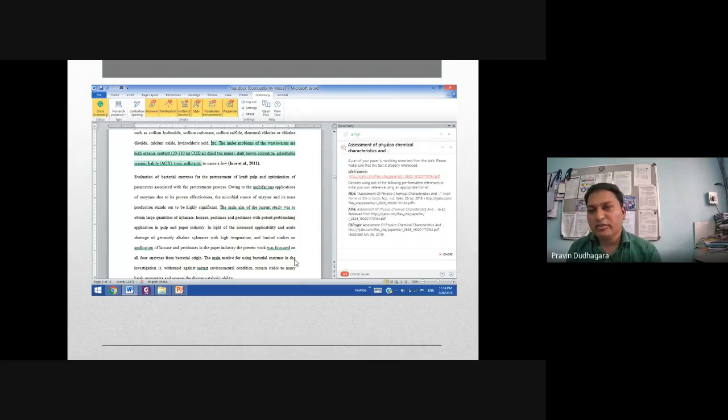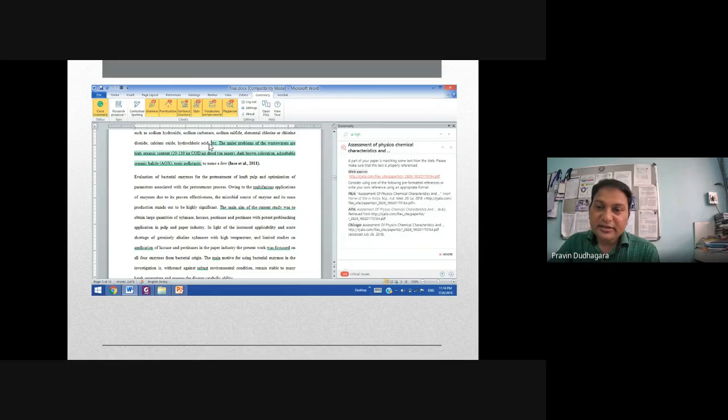For example, this is one of my drafts. The green color is highlighted: the major problems of the wastewater are the high organic content, dark brown coloration, and AOX in toxic pollution, to name a few. You can see that this green part has been captured from a web resource, from this particular website. And the original reference, I mean the original authors, is available in 3 formats. You can cite in either MLA format, APA format, or Chicago format.